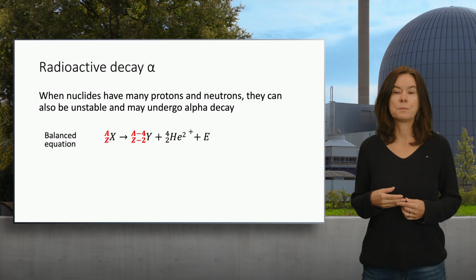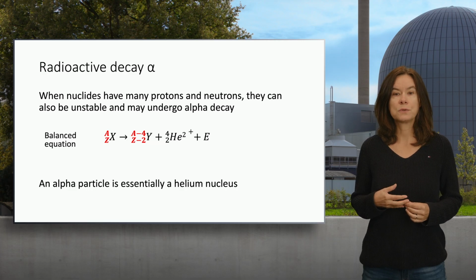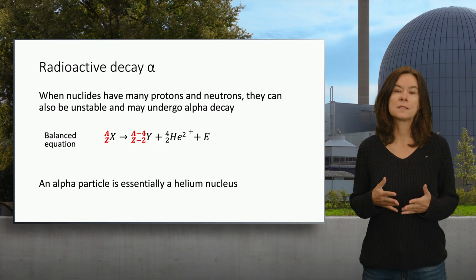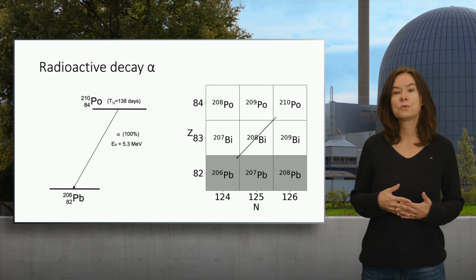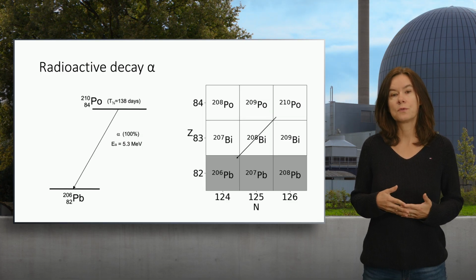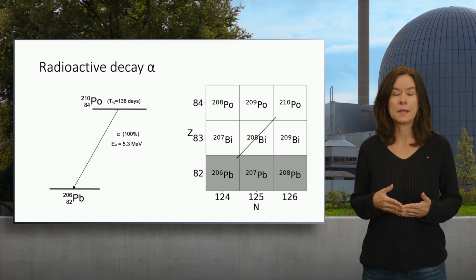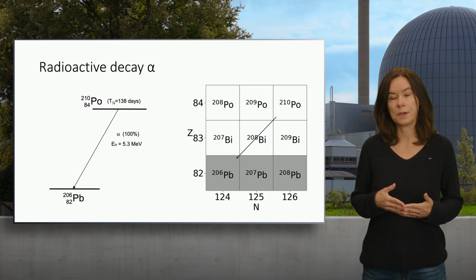You can see here that the mass number of the newly formed nuclide Y will be reduced by 4 and the atomic number by 2. We call such an expelled helium nucleus an alpha particle, and this is why we refer to this decay type as alpha decay. An example of alpha decay is polonium-210, which decays for 100% by the emission of an alpha particle. This decay route of polonium-210 is shown in the nuclide chart here.